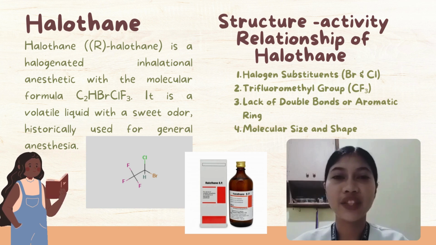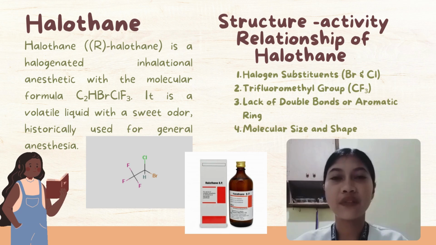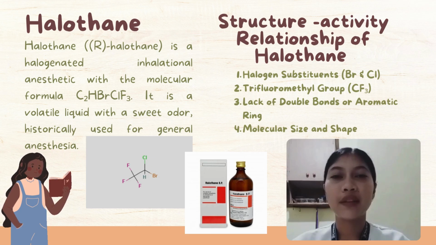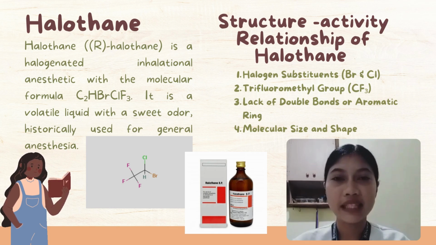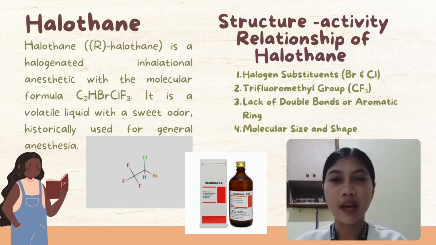First is the halogen substituents. The presence of bromine and chlorine atoms is essential for enhancing the anesthetic potency. These halogens increase the lipophilicity of the molecule, facilitating its action in the lipid-rich environment of the central nervous system. Second is the trifluoromethyl group. This group contributes significantly to both the anesthetic potency and stability of halothane. The fluorine atoms enhance the hydrophobicity and reduce metabolic reactivity, decreasing the risk of toxic metabolites.